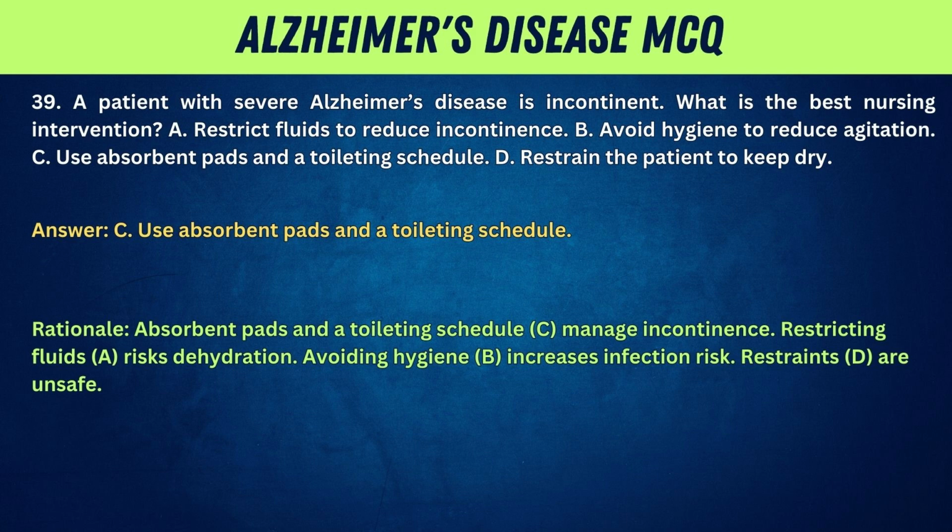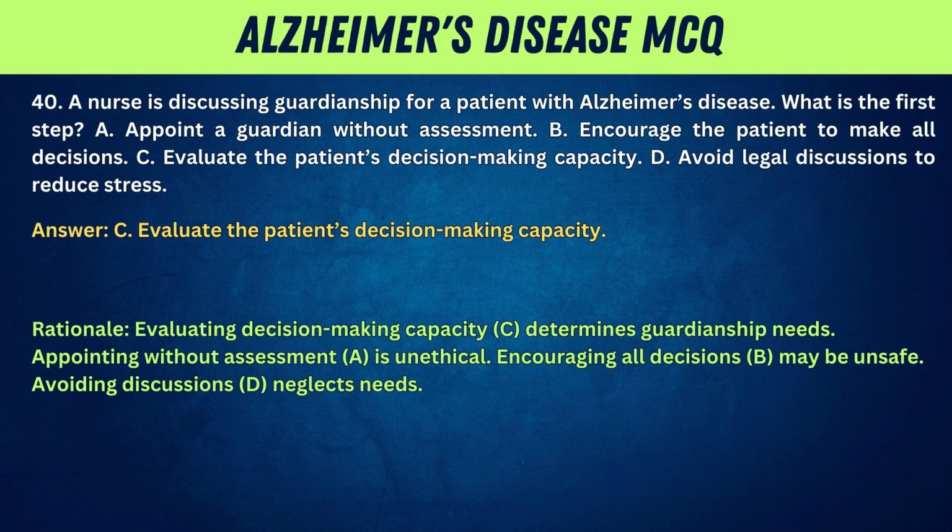Rationale. Absorbent pads and a toileting schedule, C, manage incontinence. Restricting fluids, A, risks dehydration. Avoiding hygiene, B, increases infection risk. Restraints, D, are unsafe. 40. A nurse is discussing guardianship for a patient with Alzheimer's disease. What is the first step?